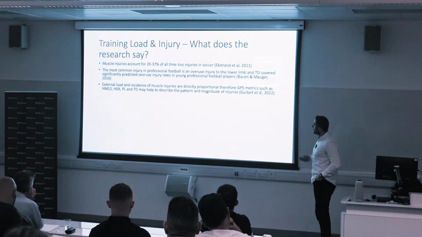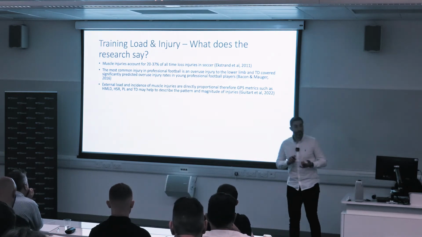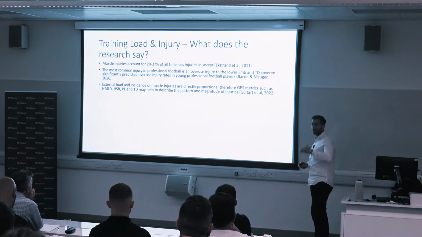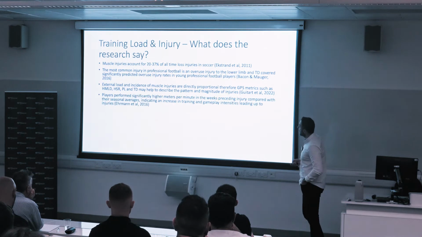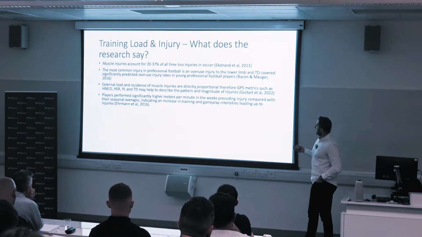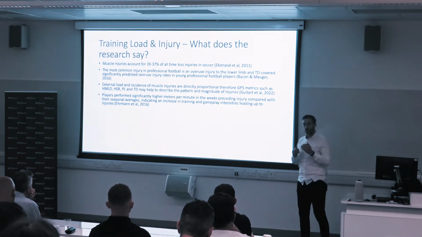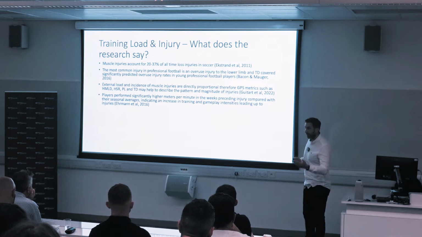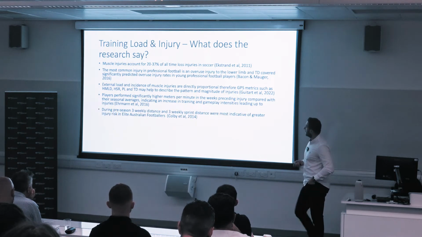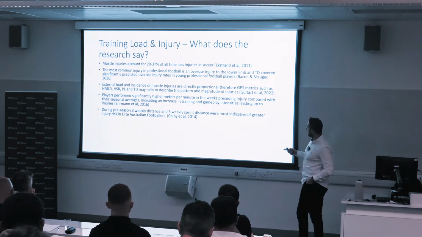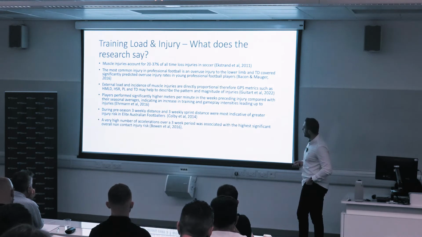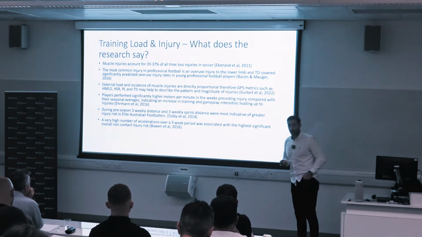And we know, looking at certain GPS metrics, that there is a high correlation between load and injury. So whether that's too much load or not enough load, and trying to find that perfect balance really. And then a couple of other studies we've looked at here. So this one looked at players performing significantly higher meters per minute in the weeks preceding injury. So increasing training intensity or density increased risk of injury. And then another study here looking at a 3-week loading in pre-season in terms of sprint distance and high-speed running distance, and the increased risk of injury in Australian footballers. And also a high number of accelerations over a 3-week period.